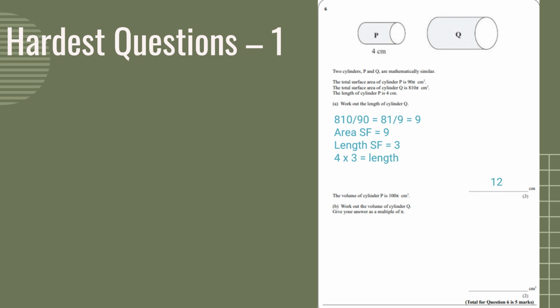The volume of cylinder P is 100π cm cubed. Work out the volume of cylinder Q and give your answer as a multiple of π. So here, we use our volume scale factor, so we do 3 cubed, which is 27, then do 100π times 27 to get 2,700π.